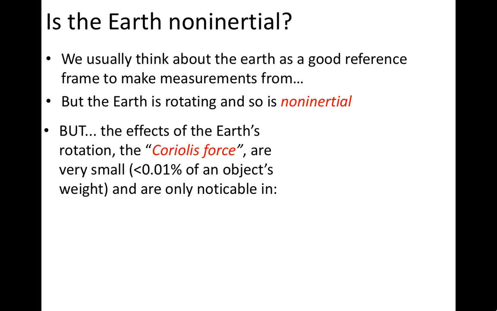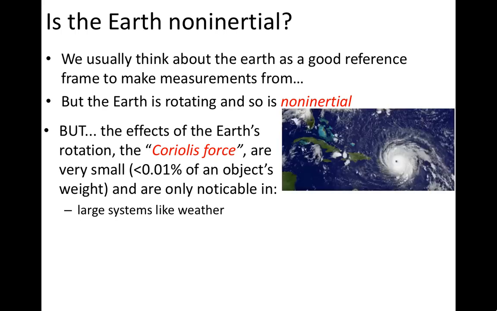The only times that we notice them are for very large systems where the Coriolis force can have a combined effect of acting on lots of things, like lots of air particles that account for weather. And what we see is that it makes the weather systems swirl in a certain way. And you can see that in weather systems from the shot from space.